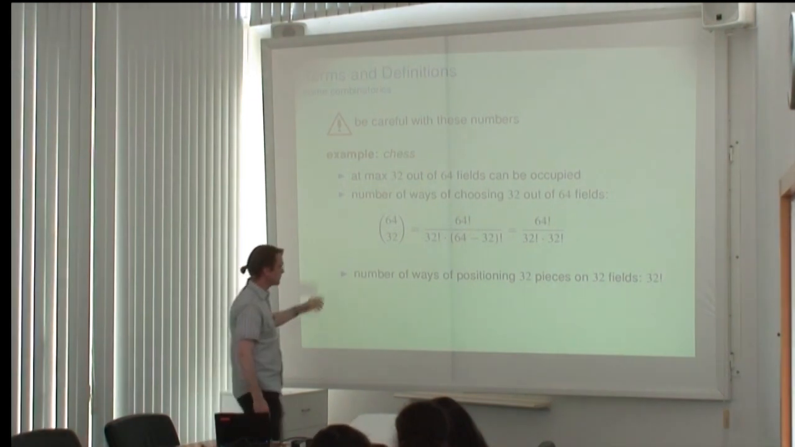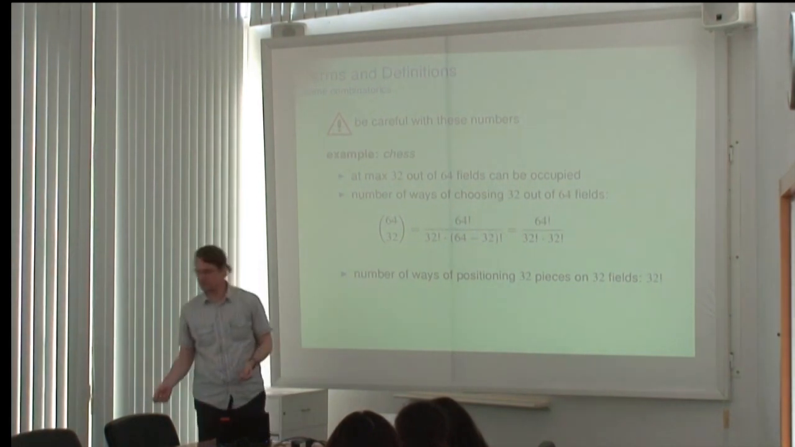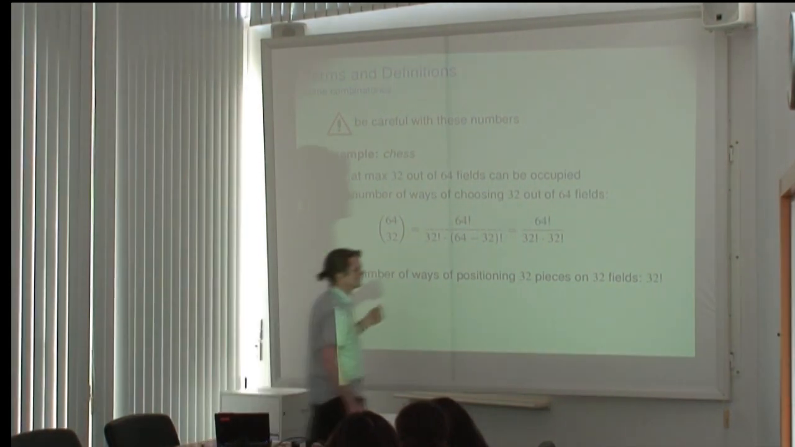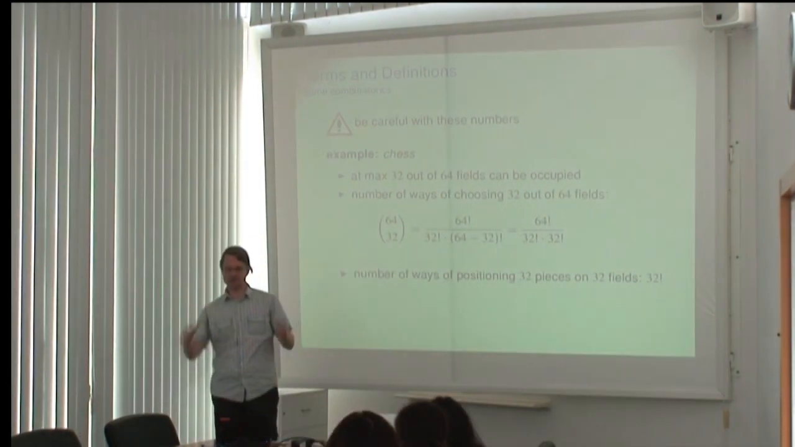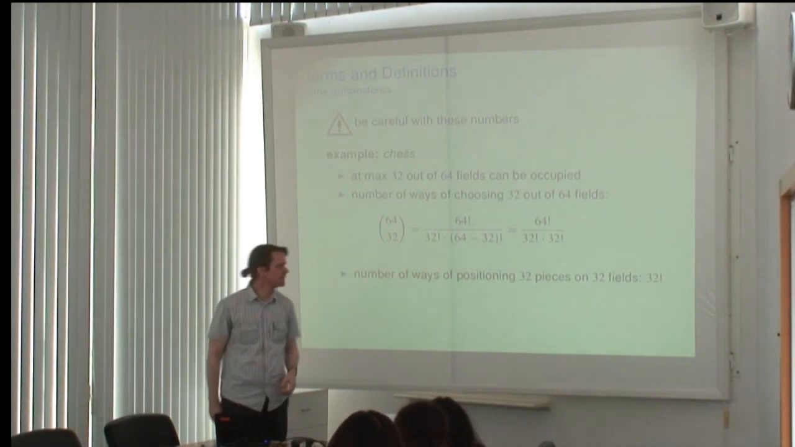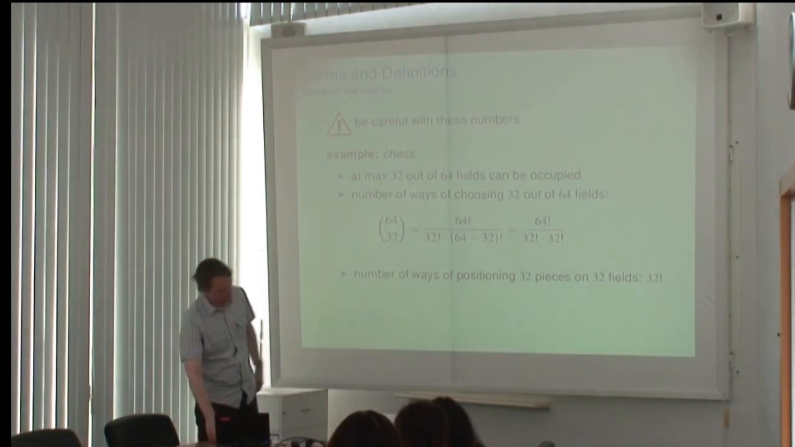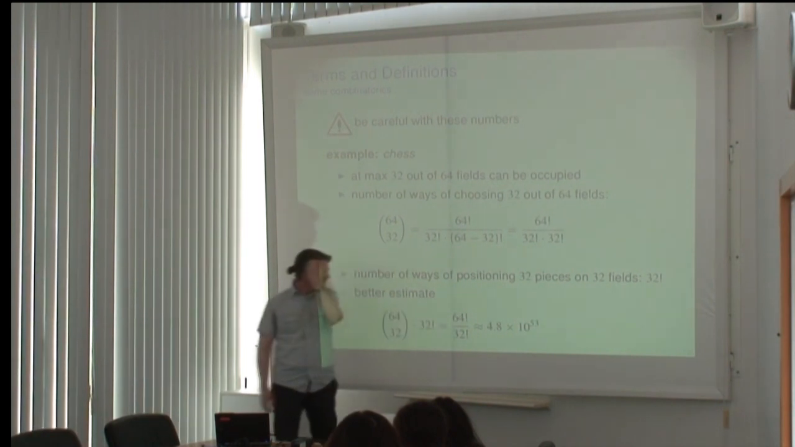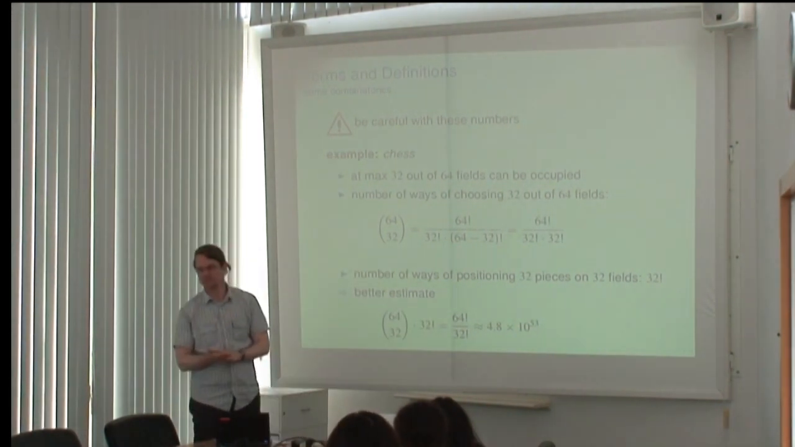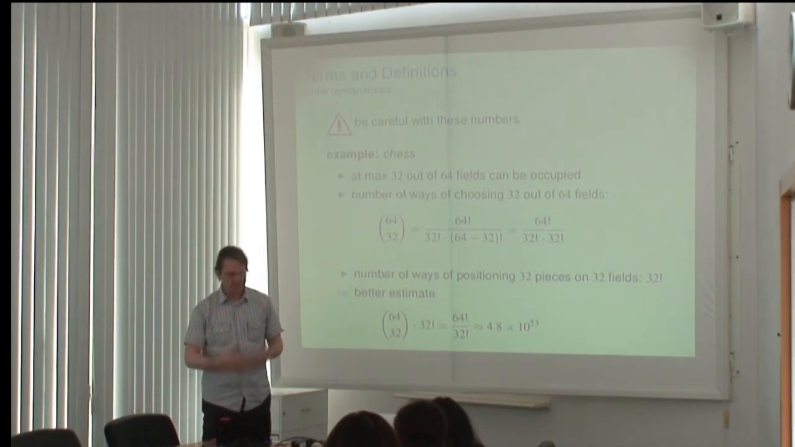Now we have chosen 32 fields, and we have 32 pieces to position on these fields. And there are, of course, 32 factorial ways of positioning 32 things in 32 pinholes. So we have to multiply this number by 32 factorial, which is nice, because one of those cancels out. And we now find 4.8 times 10 to the 53. This is considerably less than 10 to the 96. Right?